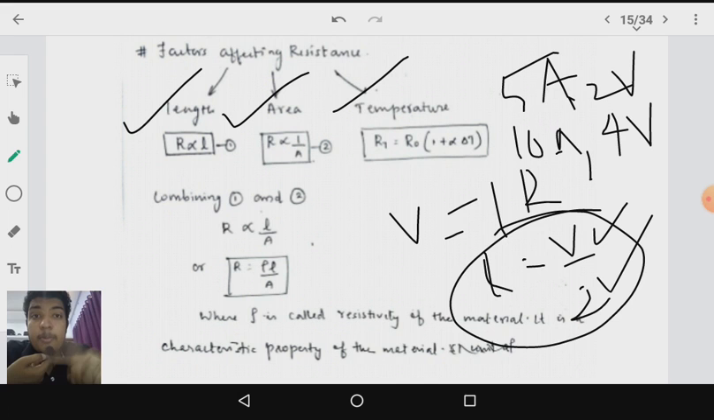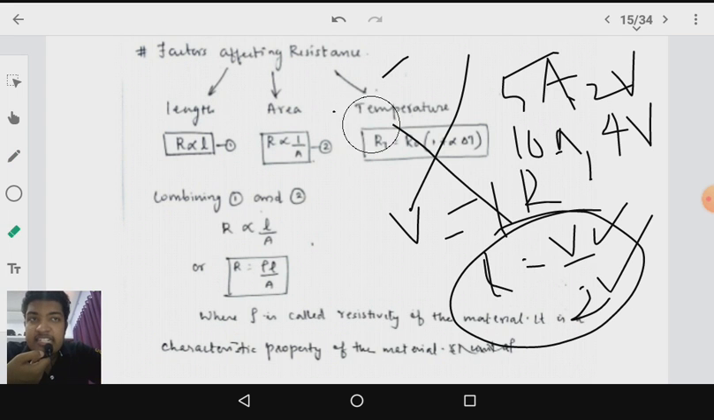If I change the area keeping the length constant, then resistance is inversely proportional to area. So when area is increased, resistance decreases, and when area is decreased, resistance increases. And it has a relationship with temperature also. RT is equal to R0 into 1 plus alpha delta T. This is not required at class 10th level. You will learn it in class 11th and class 12th, but not at class 10th level.